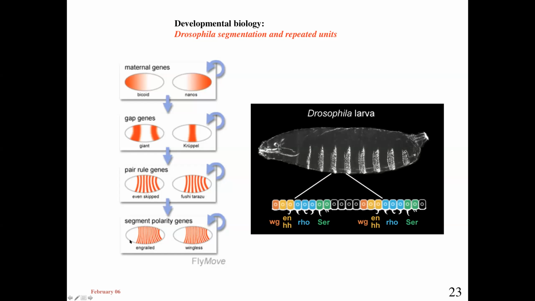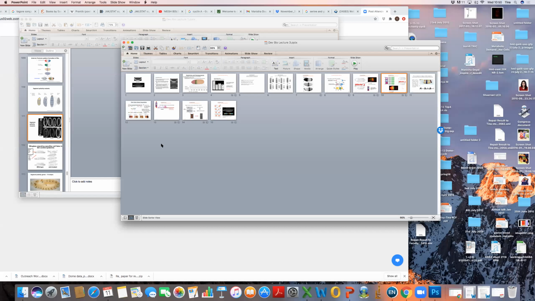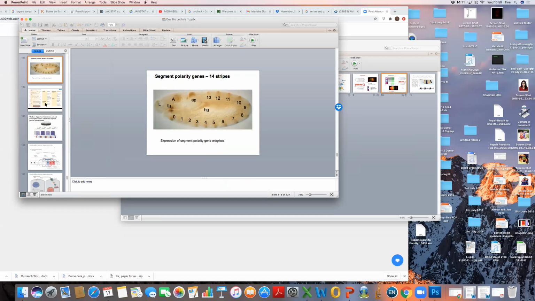Now the job of the segment polarity genes, all of this is in a way dividing the embryo into segments. Now, the job of the segment polarity gene is to give them identity. Now, how is this happening? So, okay, now I will move to another slide here.